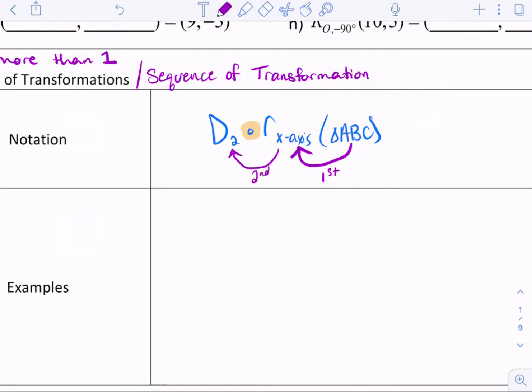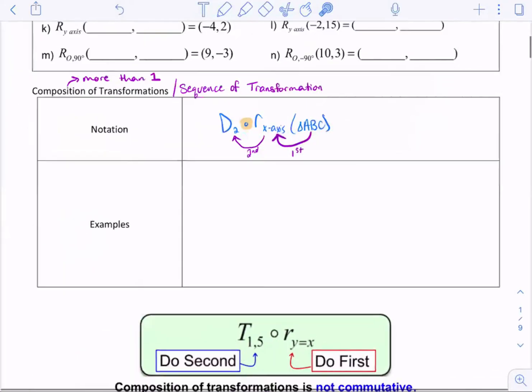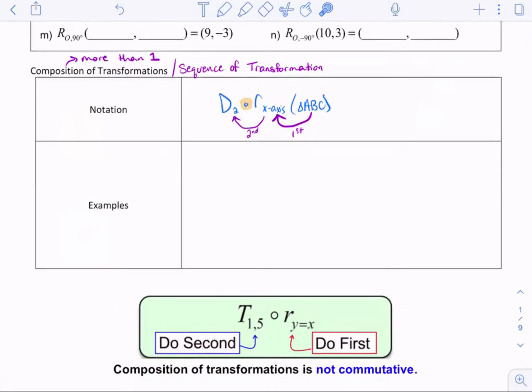Why does it matter is because composition of transformations is not commutative, meaning sometimes it works where I could go forwards or backwards, I'll still get the same answer, but many times it does not. So it's important if they use this notation that you go backwards. Now sometimes they won't use the notation. They might just tell you, okay, step 1, do this, then step 2, do that.